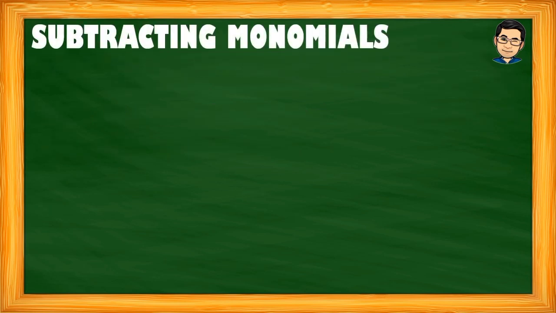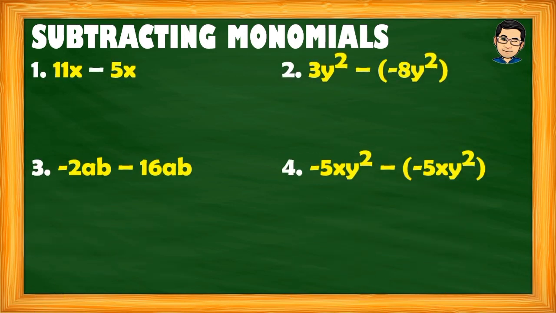So, let's have the first one, subtracting monomials. Okay, so for number 1, 11x minus 5x. So, kagaya ng sabi niya kanina, change the sign of the subtrahend and then use the rules of addition. So, since, ayan, madali lang naman yung number 1, 11x minus 5x. So, that is 11 minus 5, that is 6. And then, i-attach lang natin yung variable x. So, our final answer will be 6x.